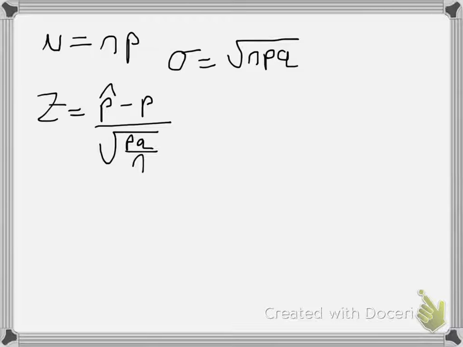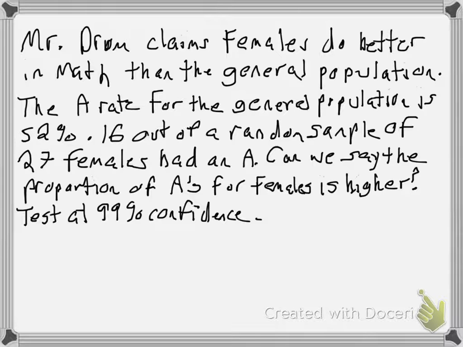All right, so we've got 2 example problems for today, and then that'll be it for the video. So I'm going to pause and write the first example problem down. Okay, so our first of 2 example problems. I claim that females do better in math than the general population. The A rate for the general population is 52%. 16 out of a random sample of 27 females had an A. Can we say the proportion of A's for females is higher, tested at 99% confidence?